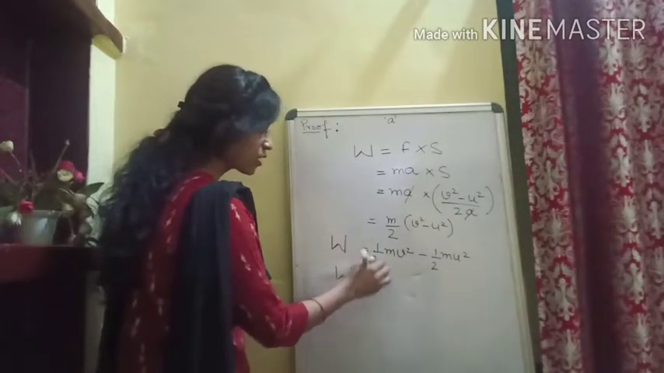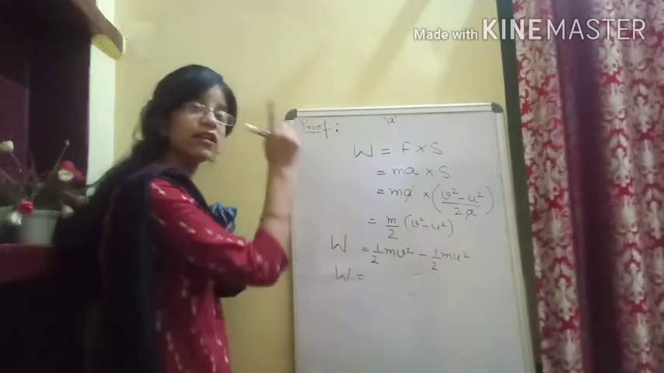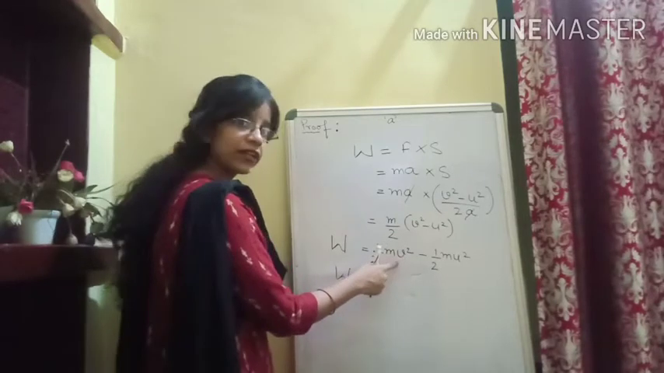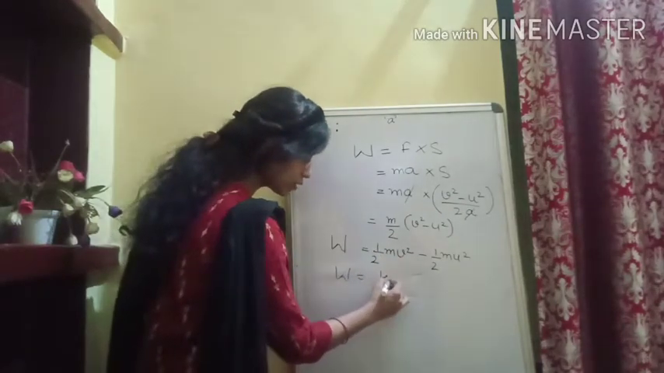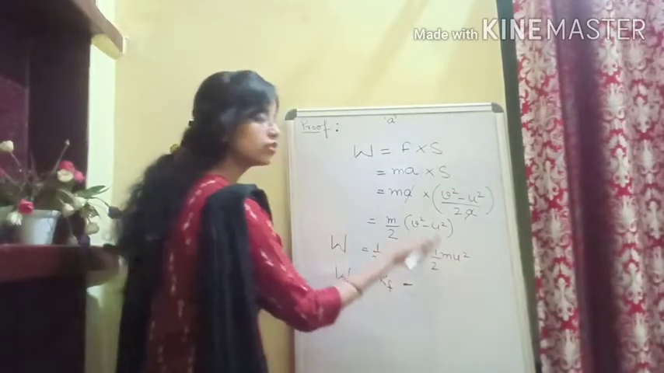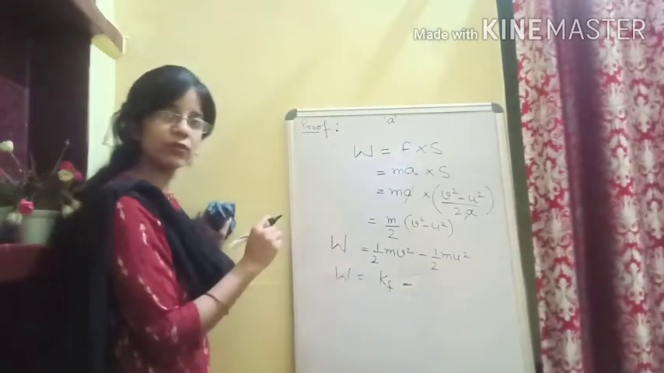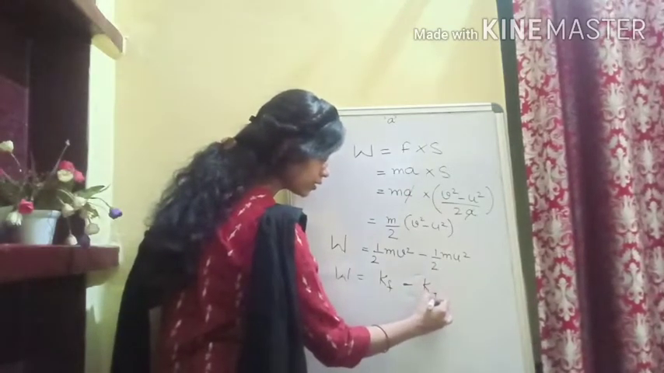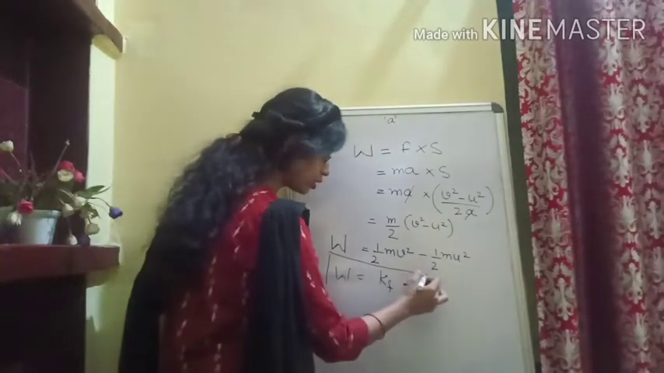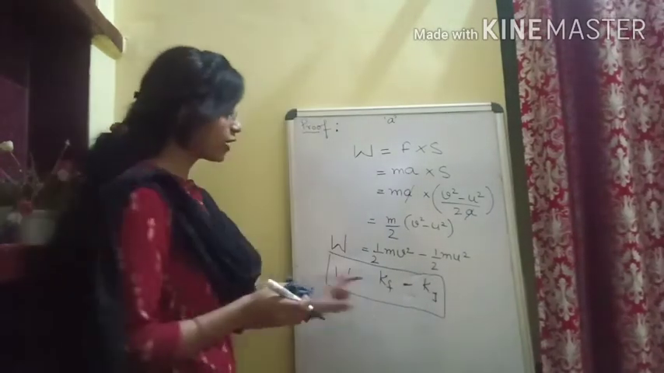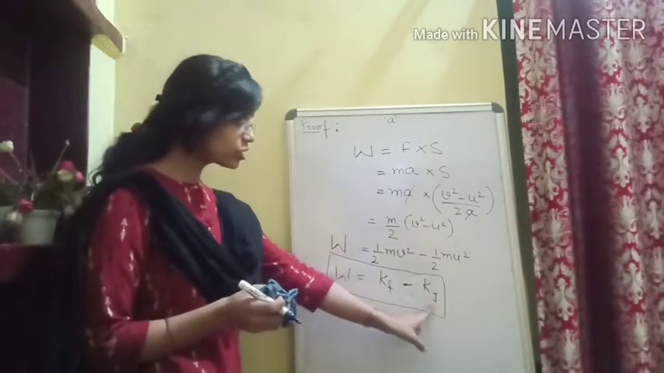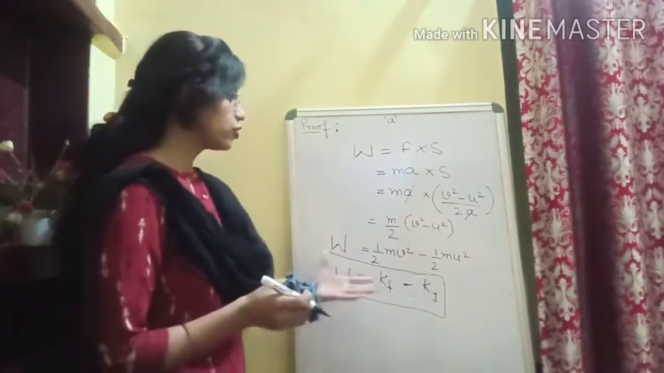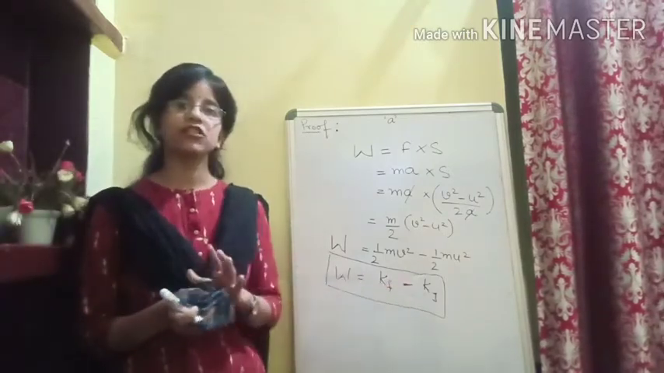Now half mv square, where v was the final velocity of the body, this half mv square will be the final kinetic energy. If I denote it with Kf, minus, u was the initial velocity of the body, and half m u square would be the initial kinetic energy. Now we have reached the expression where final energy minus initial energy, that means the change in energy, is equal to the work done. Is it clear? So this is the mathematical expression of kinetic energy.